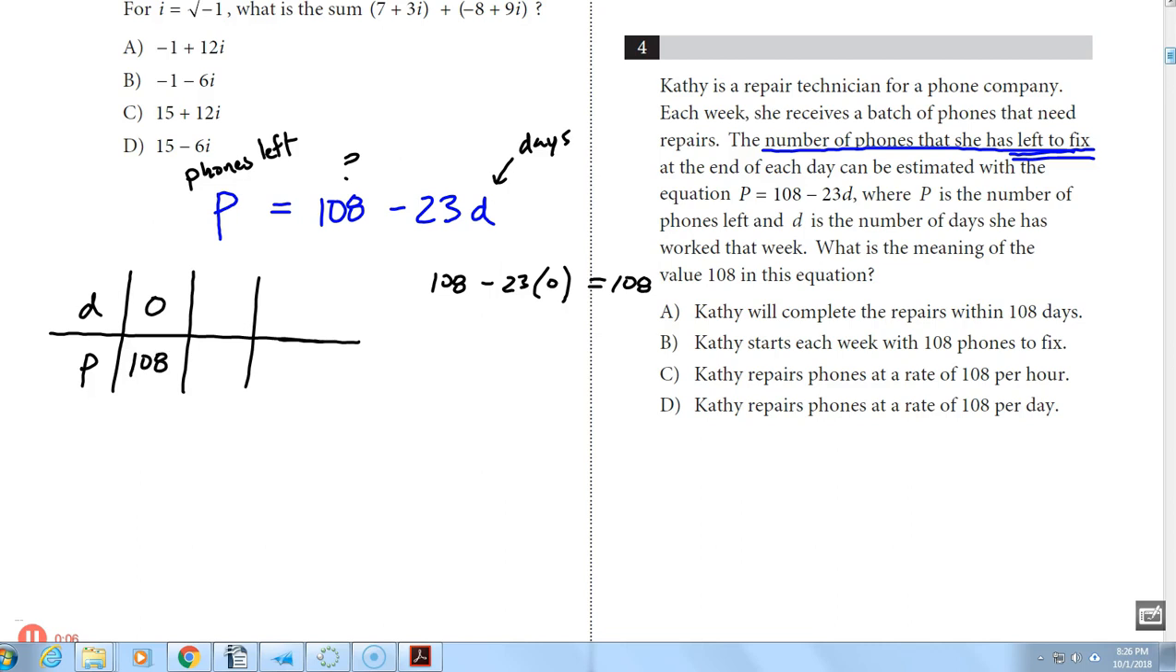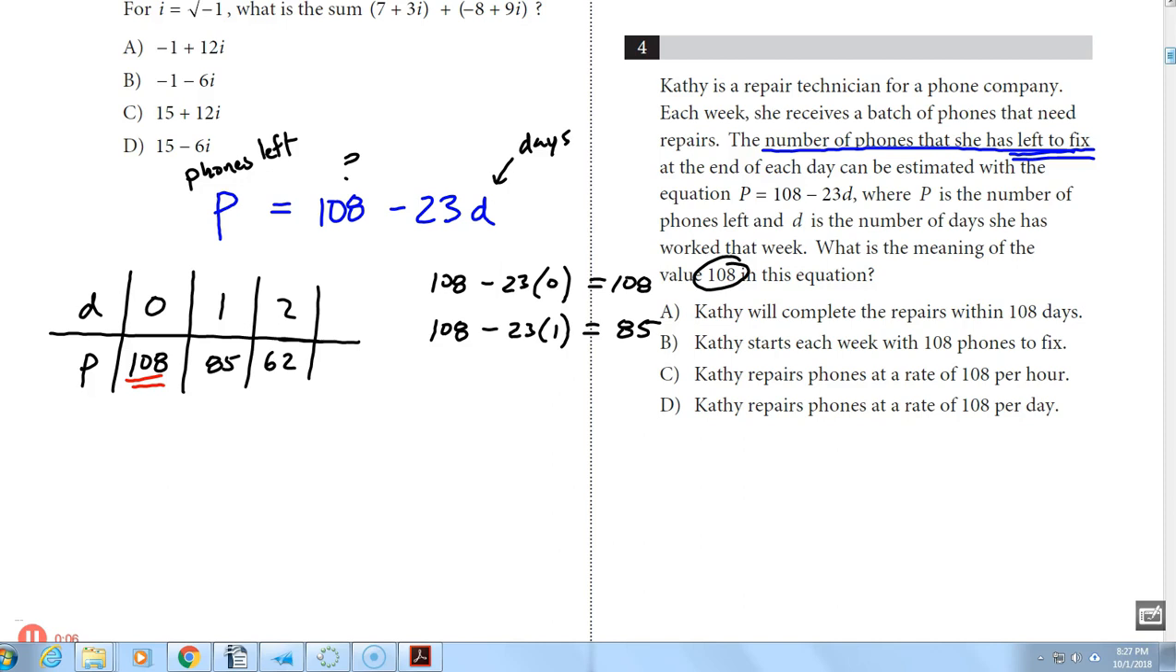Right there kind of answers my question, but I could go a step further. After she works 1 day, she has 108 minus 23 times 1, or 108 take away 23, which would be 88 minus 3 more, 85. So after 1 day of working, she has 85 phones left. And then the pattern just keeps decreasing by 23 each time. So this would be 62 phones left. And we could figure out how long it would be before she's finished with all the phones, but I think I've answered my question. What does the 108 mean? Well, the 108 is how many phones she started with at 0 days.